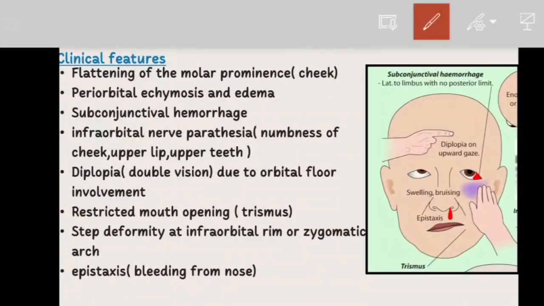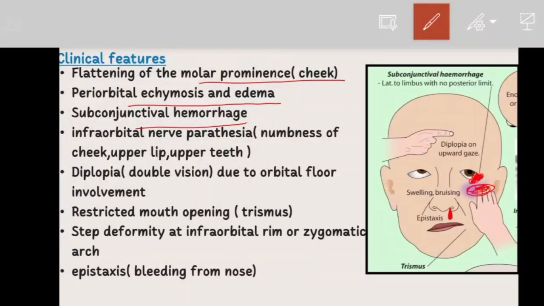Now imagine a patient in front of you. What will you see? Flattening of the molar prominence, that is the cheek. The cheek looks depressed. Why? Because the bone is displaced inward. Second is periorbital ecchymosis and edema, so swelling and bruising around the area. Third, subconjunctival hemorrhage, that is a red eye without posterior limit. It is a very important exam point. So you see here a subconjunctival hemorrhage, a red eye.